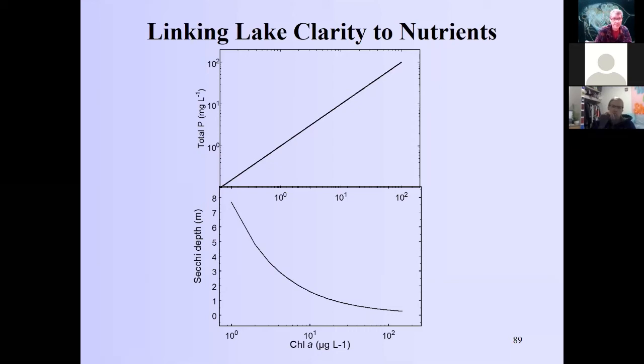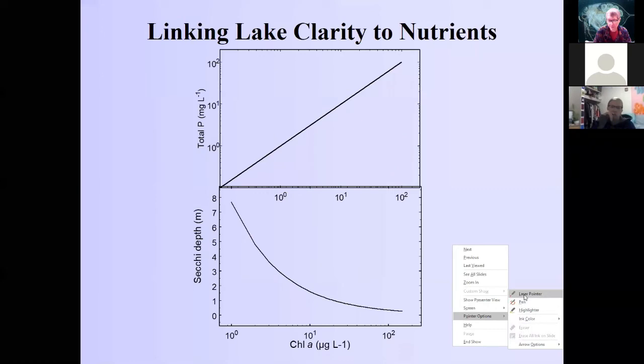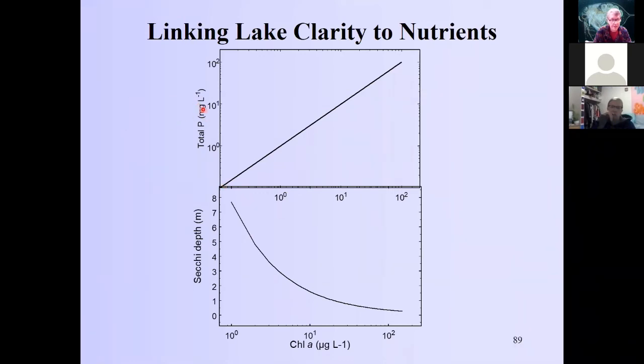So this is, and there is an error in here. This is micrograms per liter, so I should fix that. I keep forgetting to do my laser pointer. This should be micrograms, not milligrams.